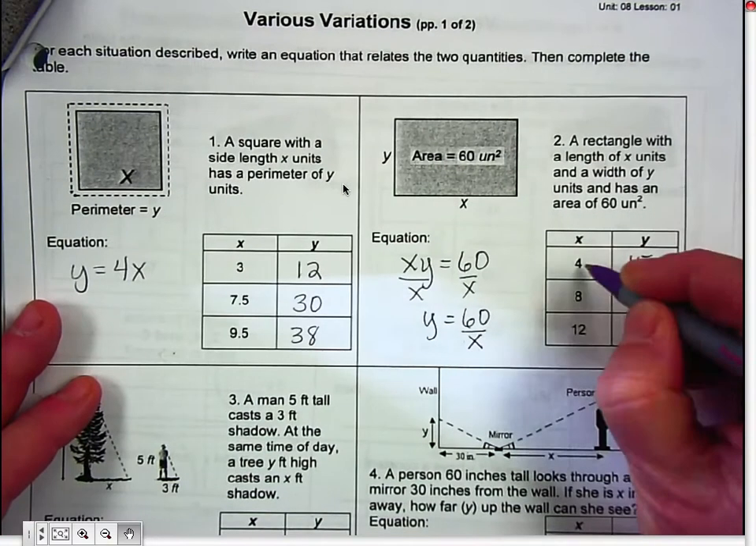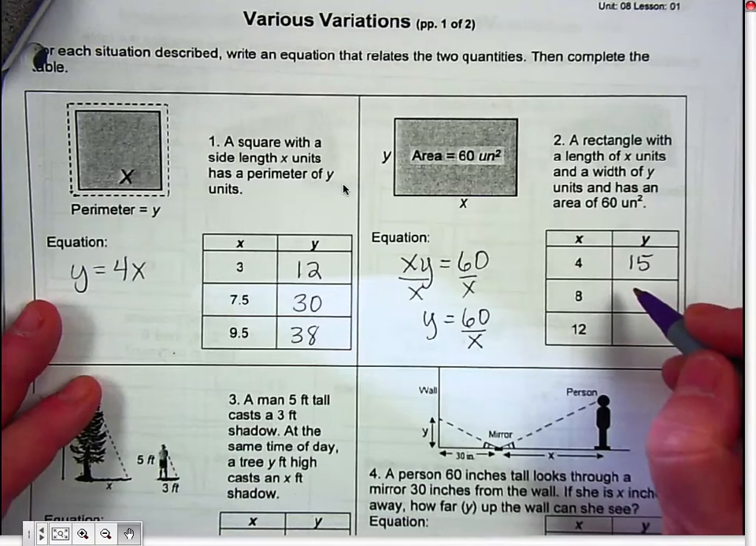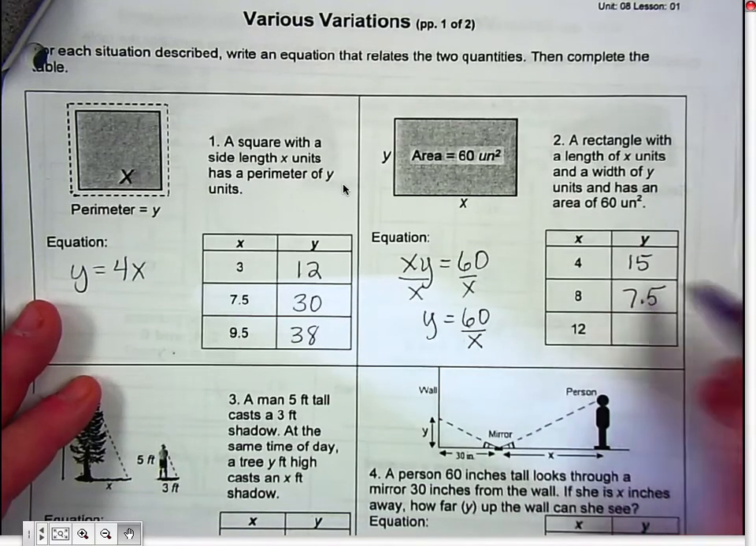Okay, so then if you plug 4 in for x, the length is 4 and the width is 15. Okay, plug 8 in, 7.5, and 12 in, 5.